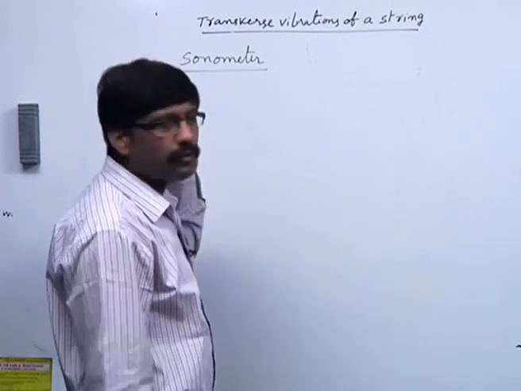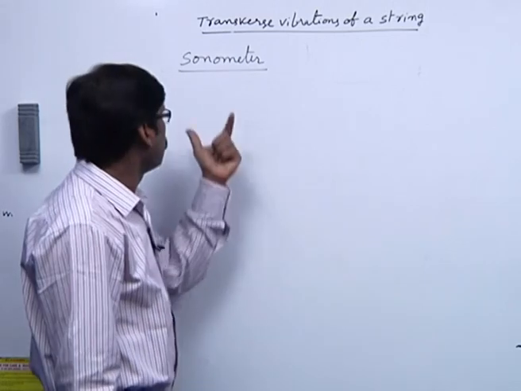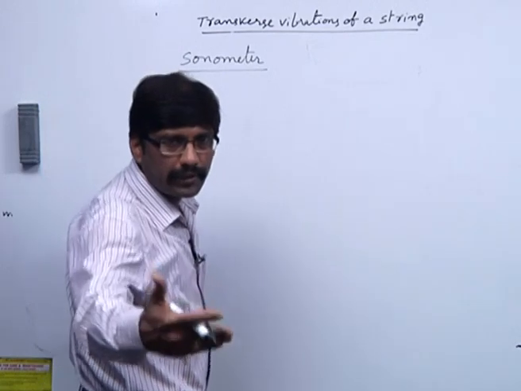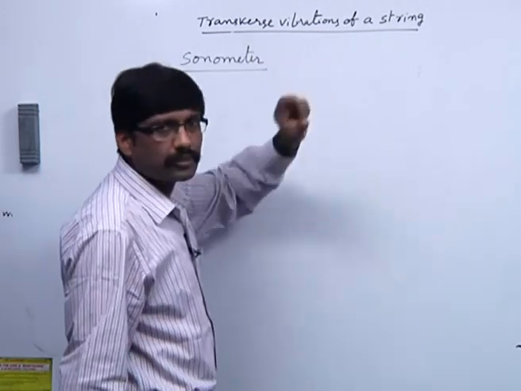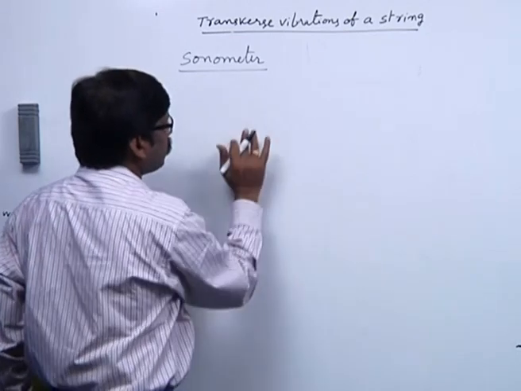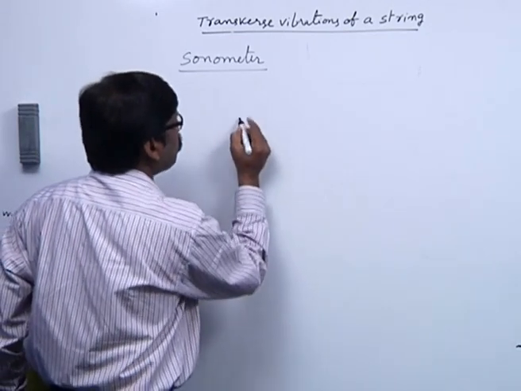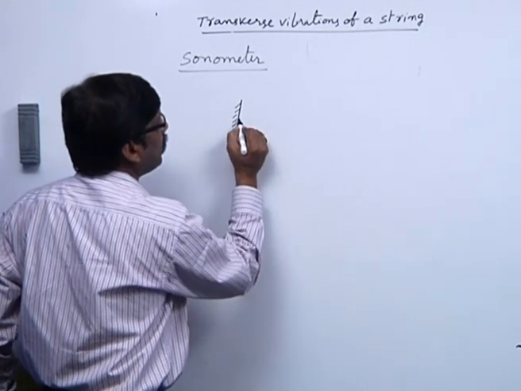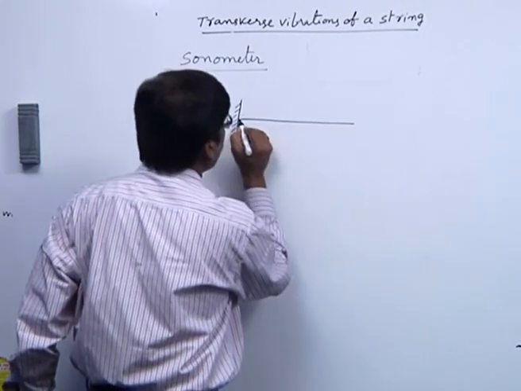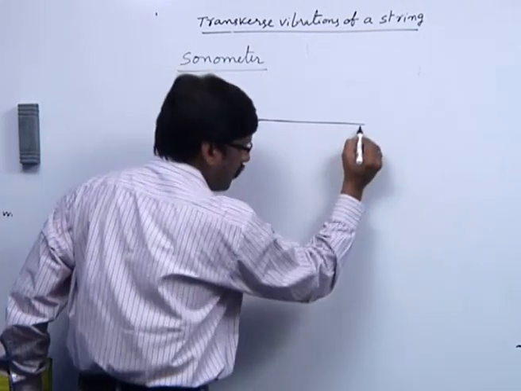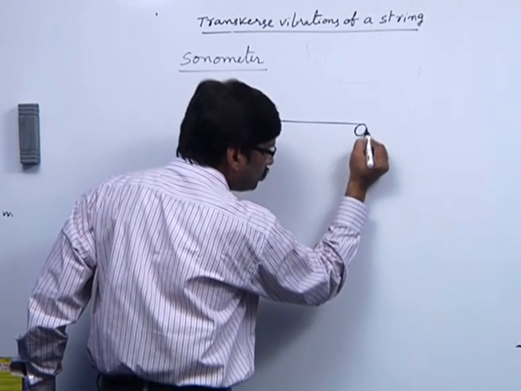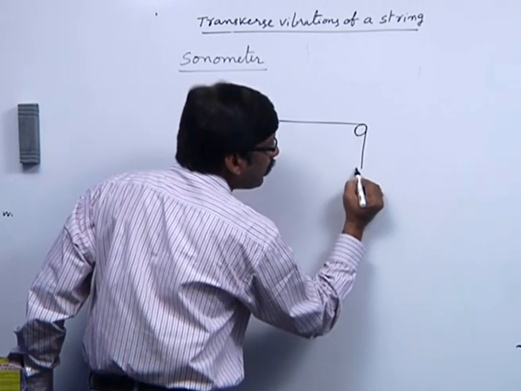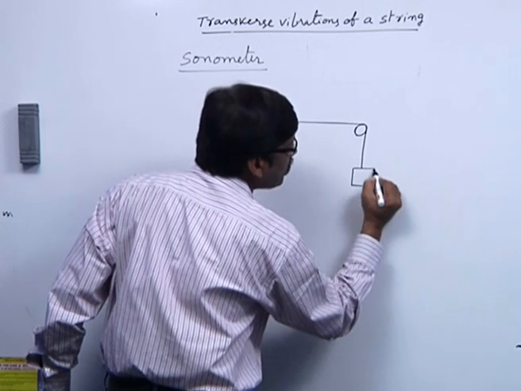So, what is a sonometer? As you know, sono means sound, and meter is something which measures. So, a sonometer is a device to verify whether the laws of vibrating string are correct or wrong. What does the sonometer consist of? It consists of a string which is passing over a frictionless pulley, and at the other end some mass is attached.